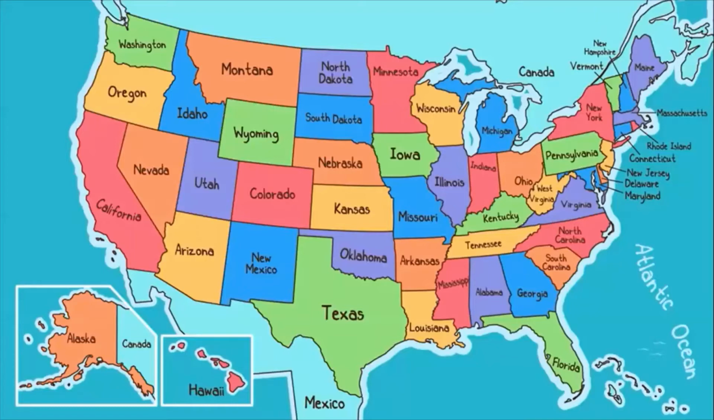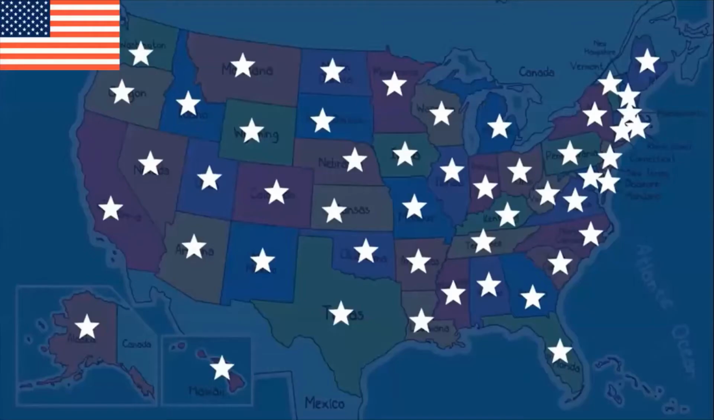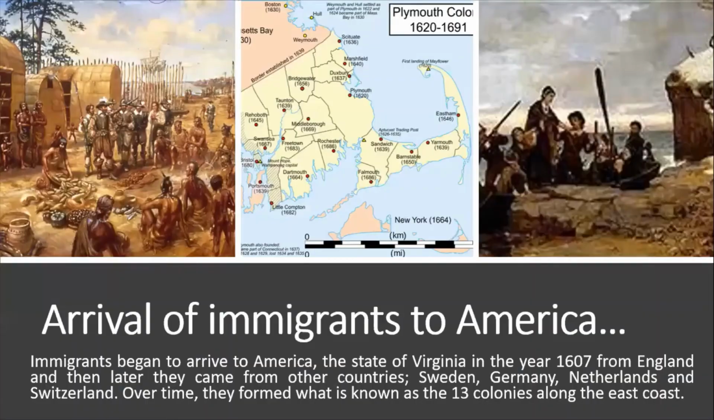Today, the United States consists of 50 different states. Each state is represented as a star on the American flag. However, America did not always have 50 states, but rather 13 colonies. Let's travel back in time to America to find out how these states came into being.